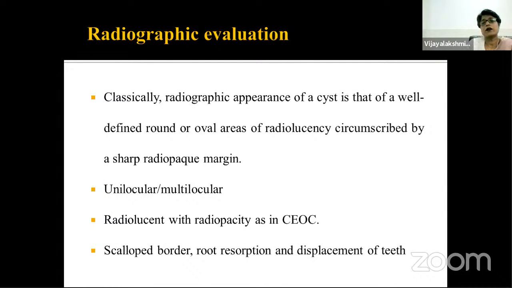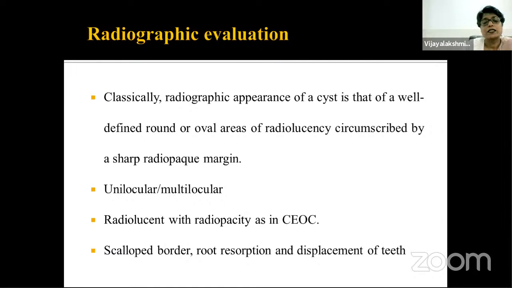Classically, when we look at the radiographic evaluation of any of these central lesions or jaw cysts, they appear as well-defined round or oval areas of radiolucency circumscribed by a sharp radiopaque margin. This radiopaque margin around the radiolucent area indicates the slow growing nature of the lesion. The cyst can present as unilocular or multilocular, but some cysts like calcifying epithelial odontogenic cyst show radiopacity within the radiolucency.